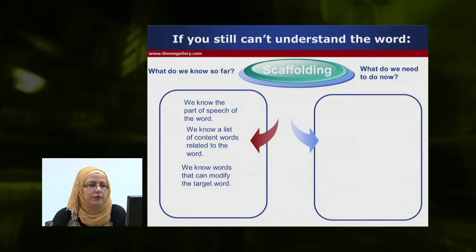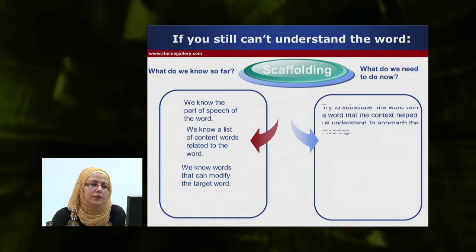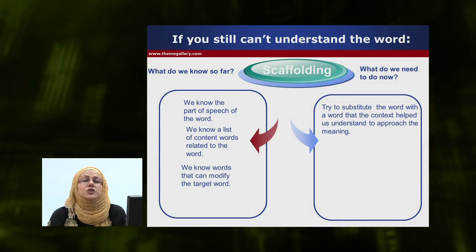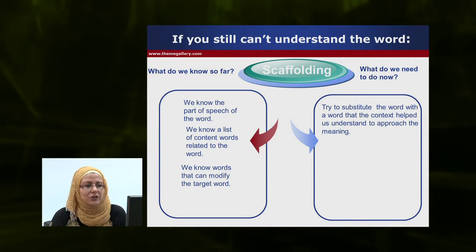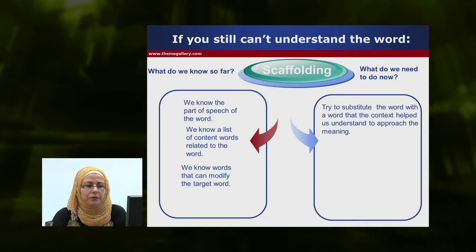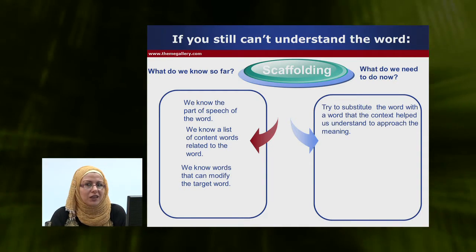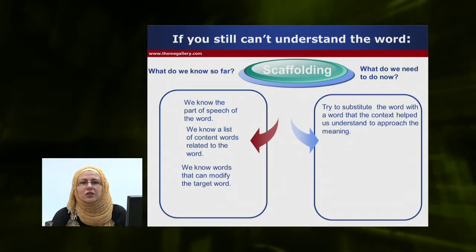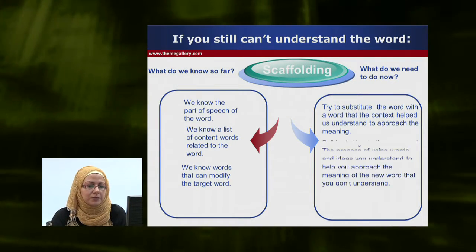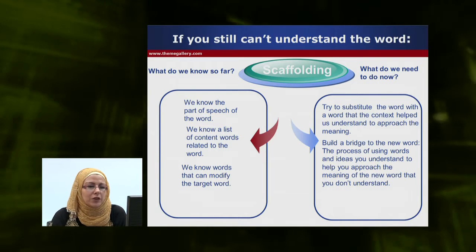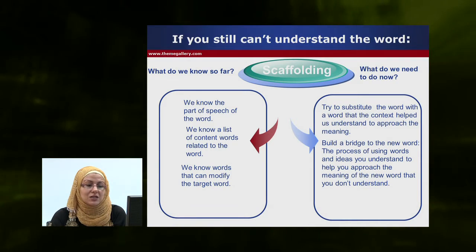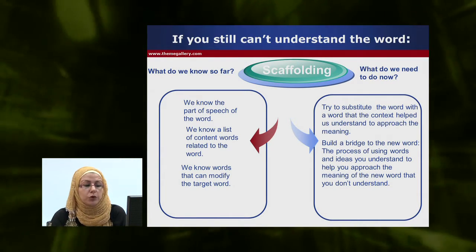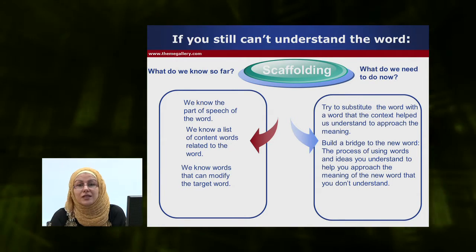What do we need to do now? We still don't know the meaning. We need scaffolding. What does it mean? It actually means trying to substitute the word with a word that the context helps us understand to approach the meaning. It's just approaching the meaning using our background knowledge and our understanding of the context. We're trying to build a bridge to the new word. The process of using words and ideas you understand to help you approach the meaning of the new word that you don't understand.